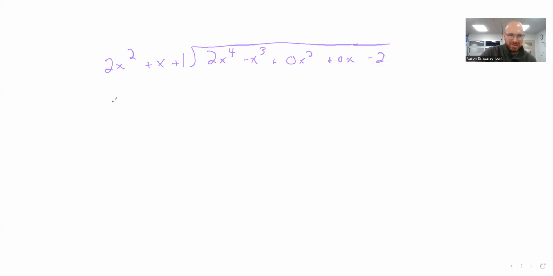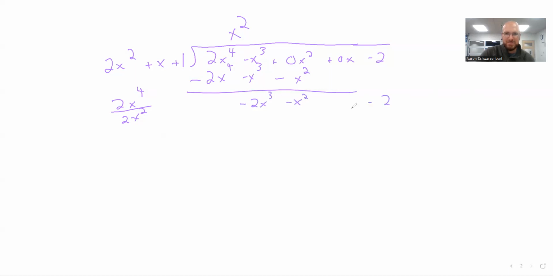I start with my firsts, 2x to the 4th, and I divide that by 2x squared, which equals x squared. The book lines it up over the x squared term. It doesn't really matter. x squared times 2x squared is 2x to the 4th. x squared times x is x to the 3rd. x squared times 1 is x squared. I change all my signs, giving me negative 2x cubed minus x squared minus 2. I guess I'll bring down my plus 0x as well.